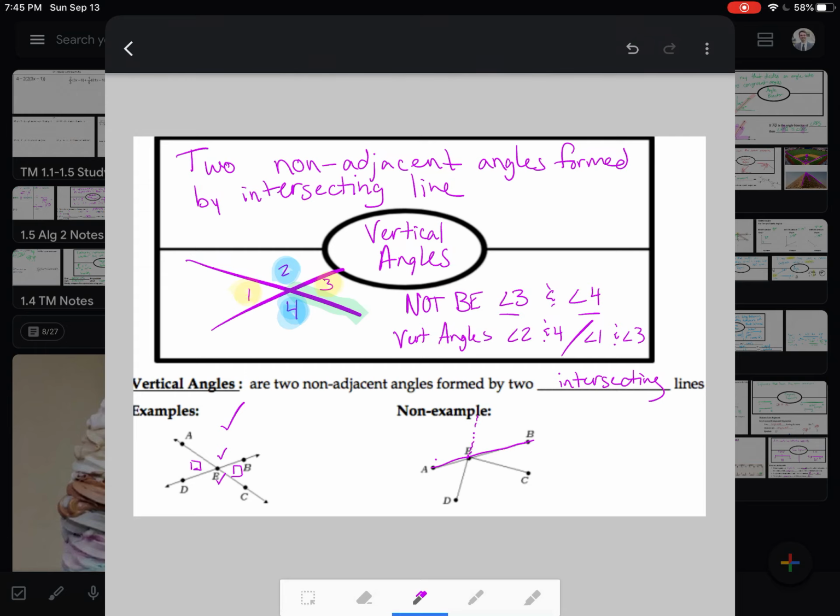But again, we're seeing that these are just segments, so they're not extending through. We would need this to extend through to have vertical angles, or we would need this to extend through. So we don't see angles on the other side. These are two other lines, so that's line 2, that's line 3. So too much going on here. It's not crossing through, so we don't have vertical angles in that example.